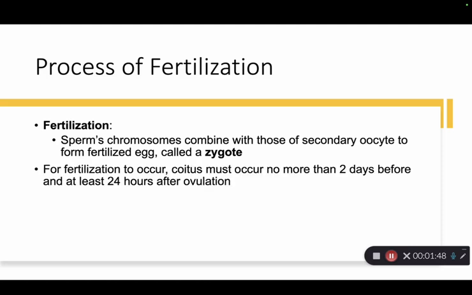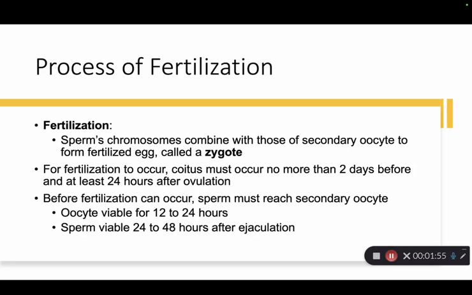Once the sperm meets the egg, the real action begins. Fertilization involves the sperm's genetic material merging with the oocyte, forming the zygote. But for this to happen, sperm must be present and viable in the female reproductive tract when the oocyte is released. Now, the tight survival windows are important to note. The oocyte lives for 12 to 24 hours, sperm up to about 48 hours after ejaculation. And this is why timing is everything in conception.